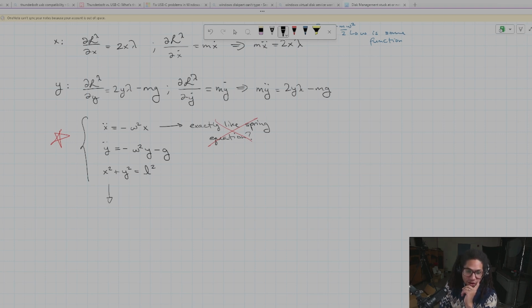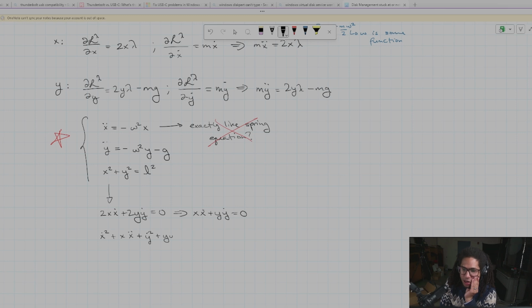I'm going to start taking derivatives of my constraint equation. So the first thing I get is 2x x dot plus 2y y dot is equal to 0, or in other words, x x dot plus y y dot is equal to 0. And then I'm just going to do it again. So I'll get x dot squared plus x x double dot plus y dot squared plus y y double dot is equal to 0. Okay, now I'm going to reduce the order of this by taking all of my x double dots and y double dots and replacing them with what I have from here.